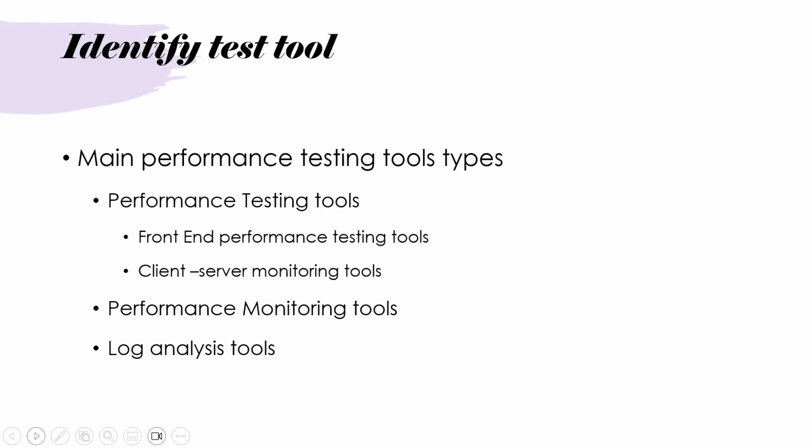When it comes to performance testing tools, there are different kinds of tools based on your objective. But the main two performance testing tools are front-end analysis tools and server monitoring tools. There are tools to write code and do your test also. These are the main two areas that we cover with performance testing.